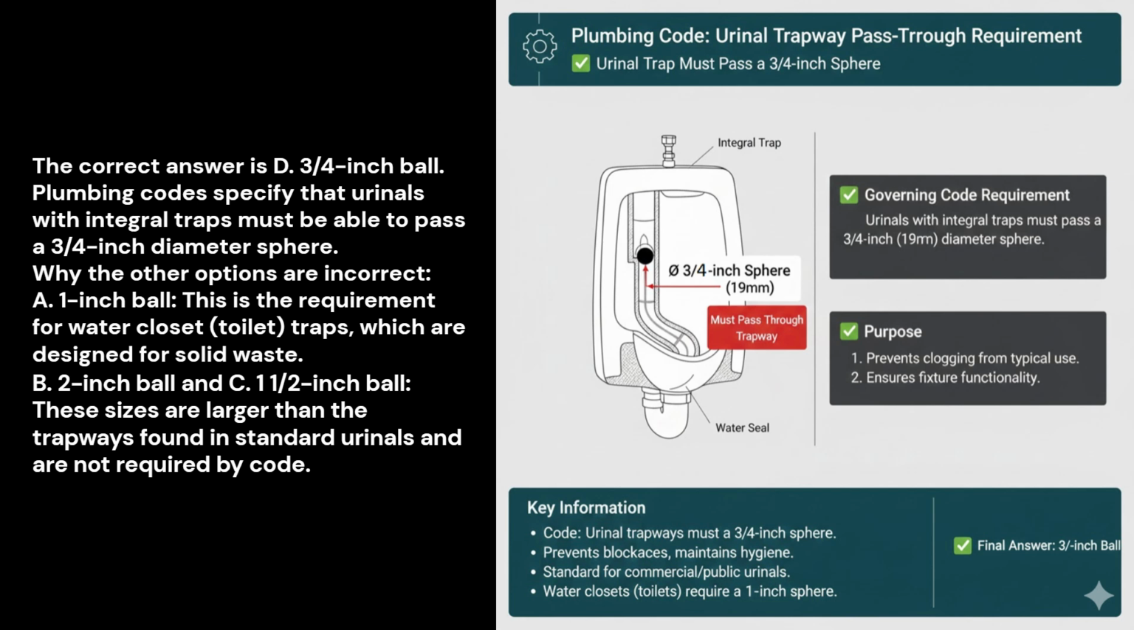Plumbing codes specify that urinals with integral traps must be able to pass a 3/4-inch diameter sphere. This requirement ensures that the trapway is large enough to prevent clogging from common debris but is designed specifically for liquid waste, which is the primary function of a urinal. Why the other options are incorrect. A. 1-inch ball. This is the requirement for water closet, toilet, traps, which are designed for solid waste. B. 2-inch ball and C. 1.5-inch ball. These sizes are larger than the trapways found in standard urinals and are not required by code.